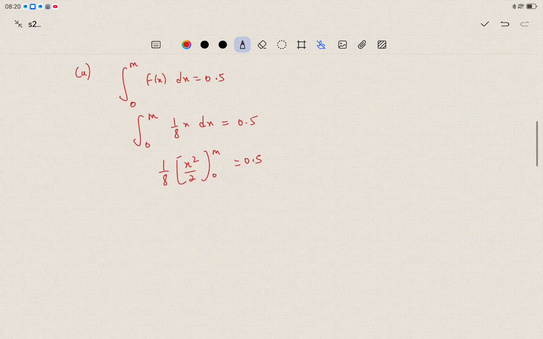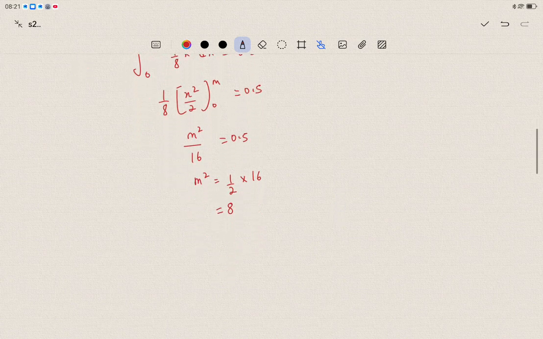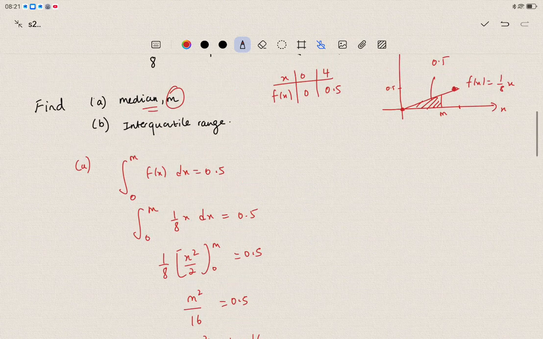You solve this, you're going to get m square sur 8 fois 2, 16 est égal à 0.5. M square est égal à half times 16, which is equal to 8. And then you're going to get m equal to square root of 8. This would be our median value.